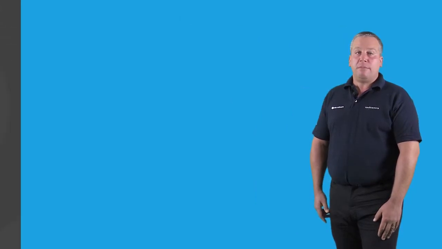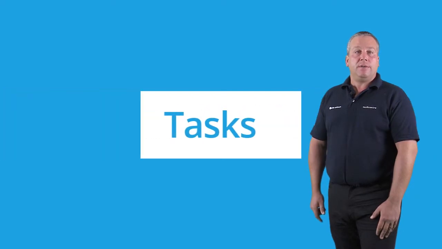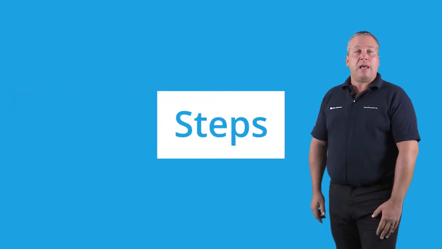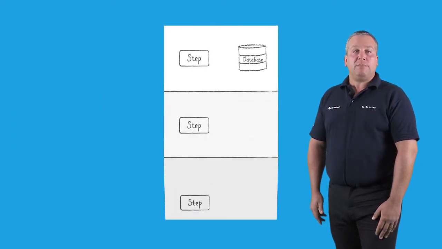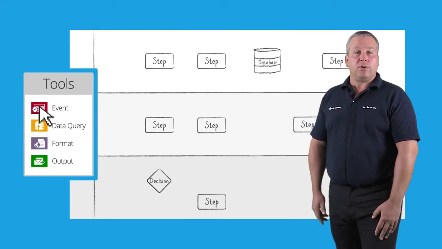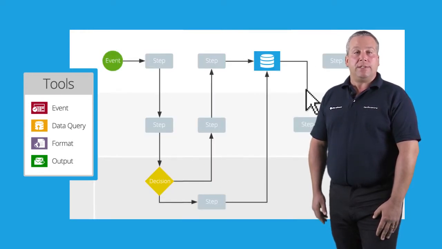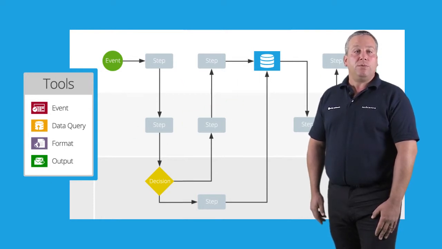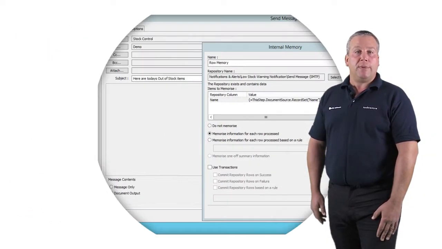task. But firstly, let's take some time to look at the key concepts of Task Centre, which are tasks and steps. A task is an element of a distinct business process, which is visually modelled in Task Centre through the composition of logical steps. These are then linked together to form the complete task. A step is created using a number of tools which allow you to create specific functions within our simple-to-use drag-and-drop interface.